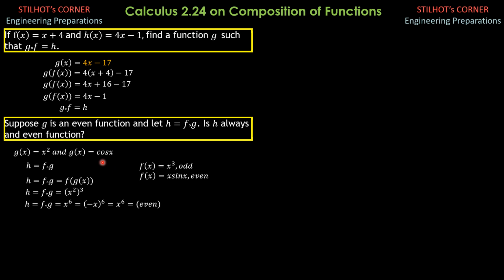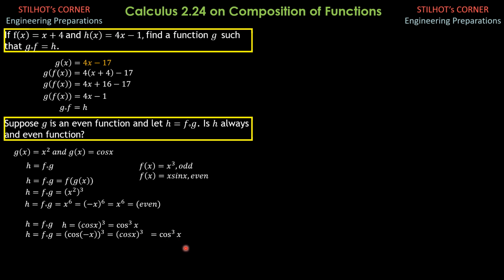Then for this situation, h is f of g, it is f of g of x, so it is cosine of x quantity cube. It becomes cosine cube of x, and replacing x by negative x, f of g is cosine of negative x quantity cube. Remember that cosine of negative x is the same as cosine of x. So cosine of x, quantity cube, will go back to cosine cube of x. And therefore, h is even for that case.